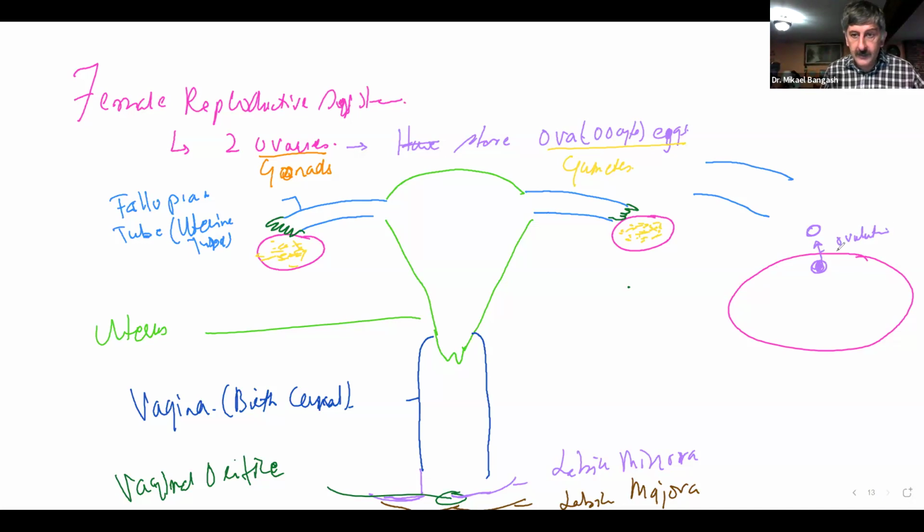Now, this ova is going to be released into the lower abdominal pelvic cavity loosely. And what we have at the ends of the uterine tube or fallopian tube are these finger-like projections here, which are going to be called the fimbriae.